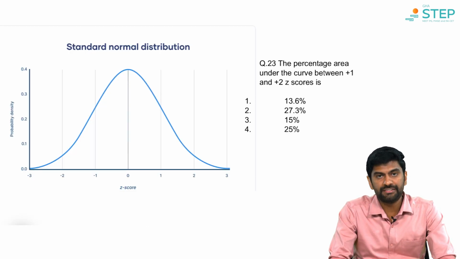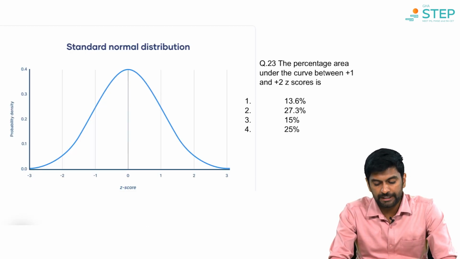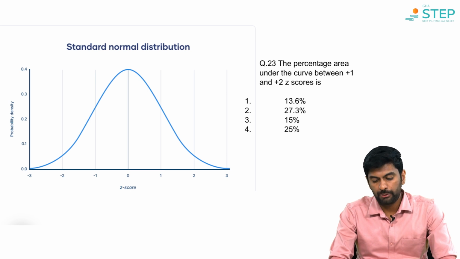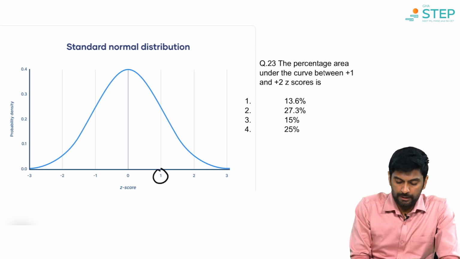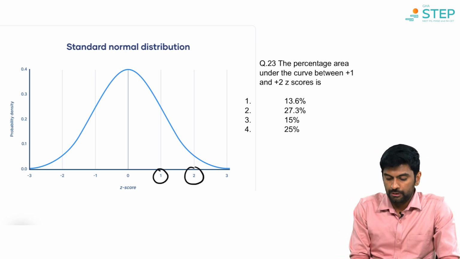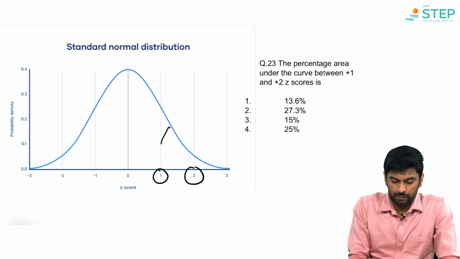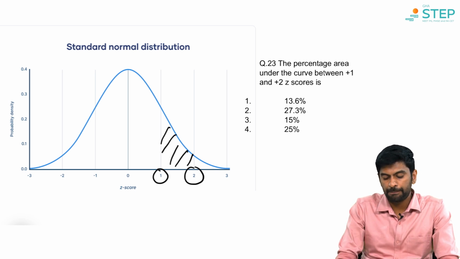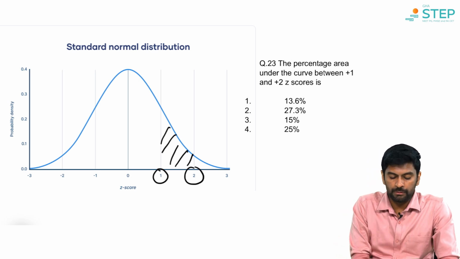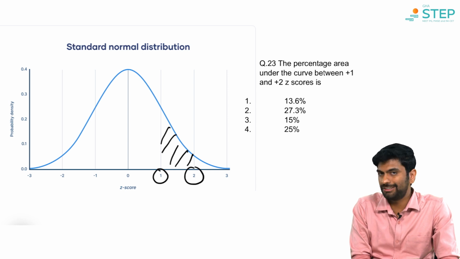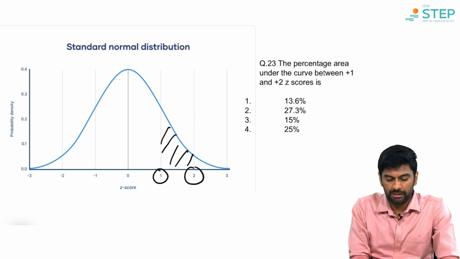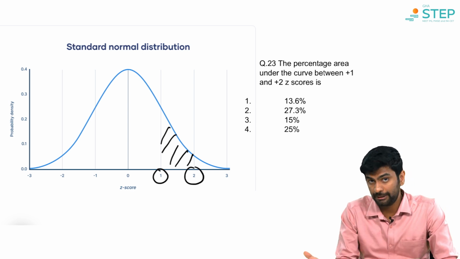Next, question 23. The percentage area under the curve between +1 and +2 z-scores is what? So, we're going to be considering this area. Now, between -1 and 1, it's going to be 68%. So, we can consider that this is 1/2, and between +2 and -2 standard deviation is going to be 95%.